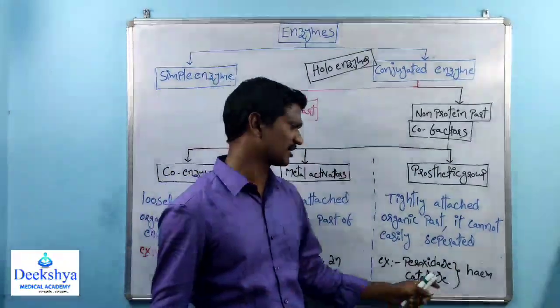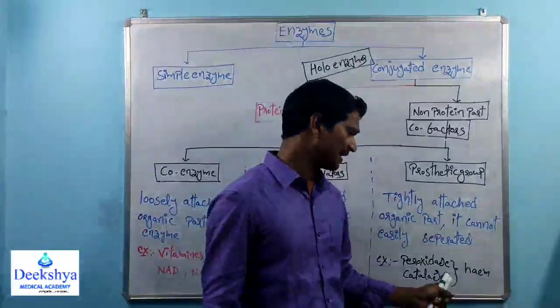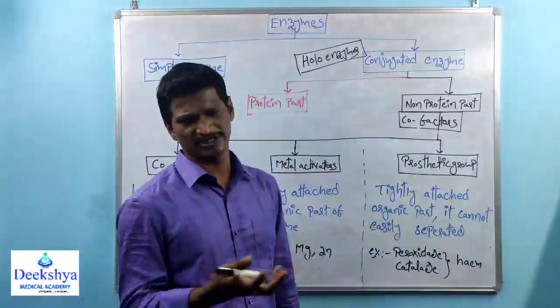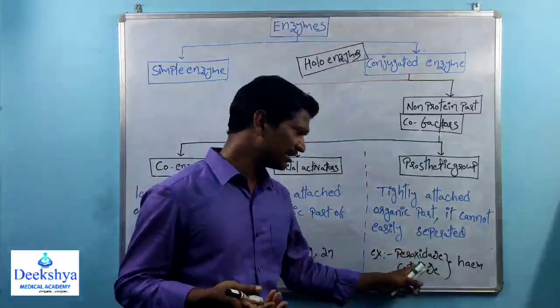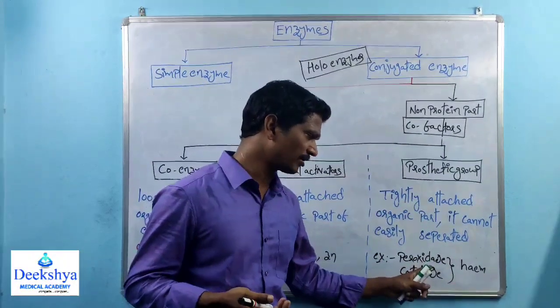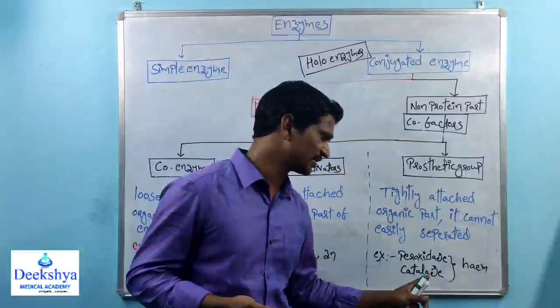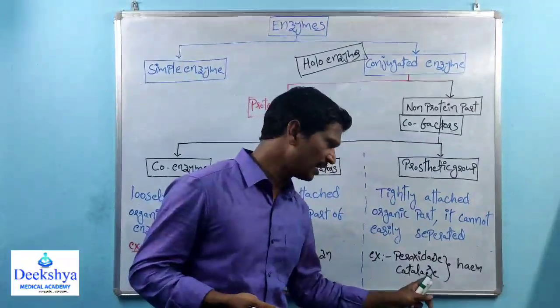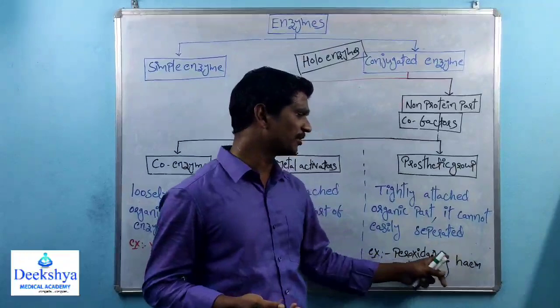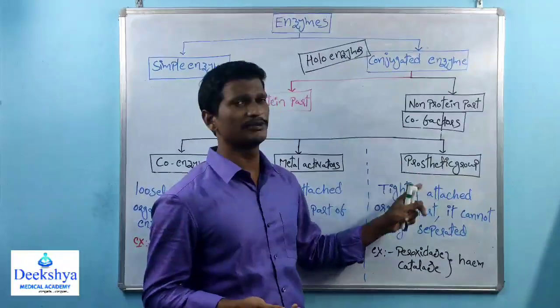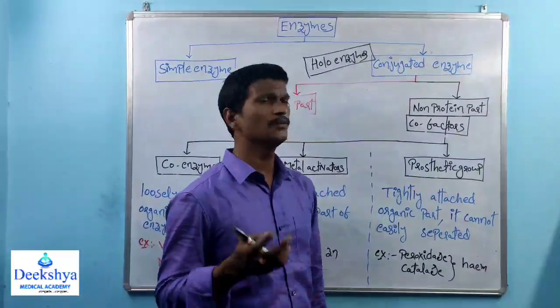The best examples here are peroxidase enzyme and catalase enzyme. Both these enzymes are attached with the heme part, that is nothing but the iron part. So a permanent interaction is there between the protein part of peroxidase enzyme and the heme molecule, and between the catalase protein part and the heme part. So there is a permanent interaction between organic molecules and the protein part of the enzyme. These are called prosthetic groups.